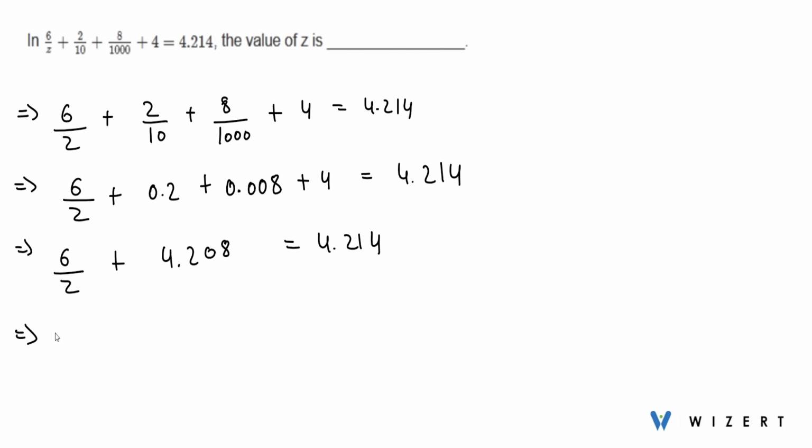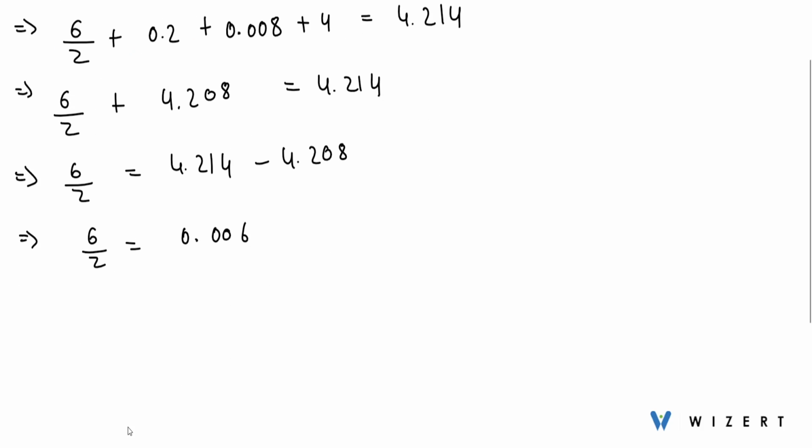Now shift the constant to the right hand side, so it will become 4.214 minus 4.208. So 6 upon z will be equal to 0.006. Now cross multiply z, and so we will have 6 equals 0.006 z. What we have done is we have simply multiplied z to both sides of the equality.